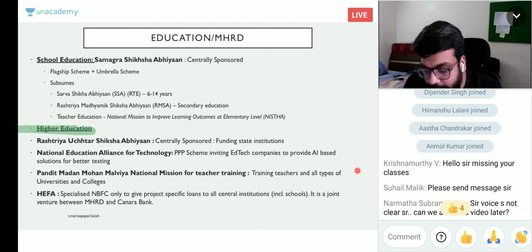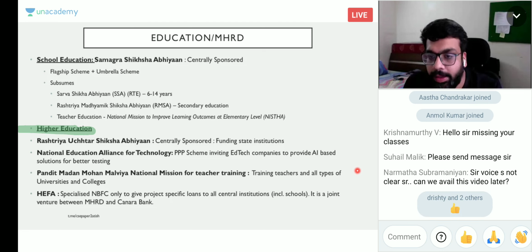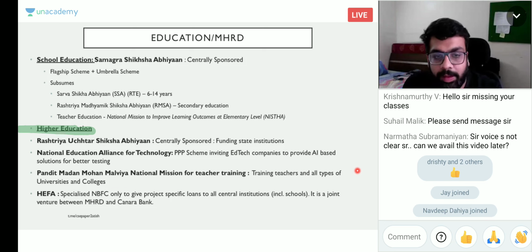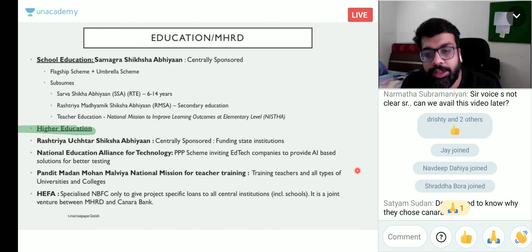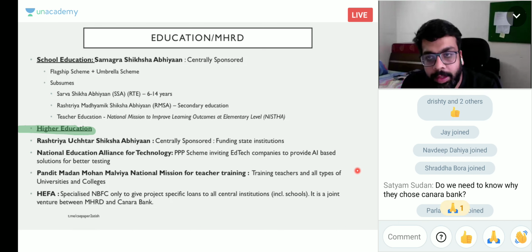It could be a Kendriya Vidyalaya, it could be an IIT, it could be a Delhi University, it doesn't matter. So this basically means you can give project specific loans to central institutions, and this is basically a bank, and the MHRD and the Canara Bank collectively have funded this NBFC. That's all that there is.